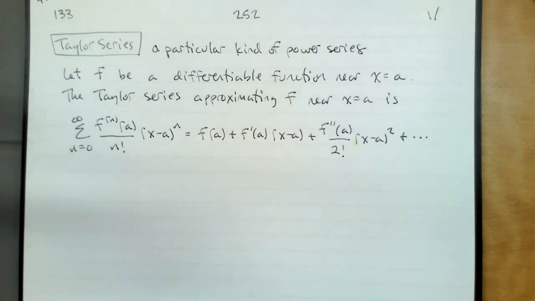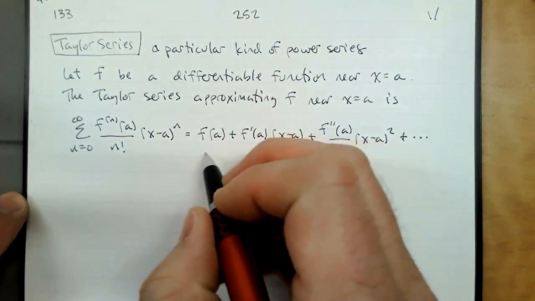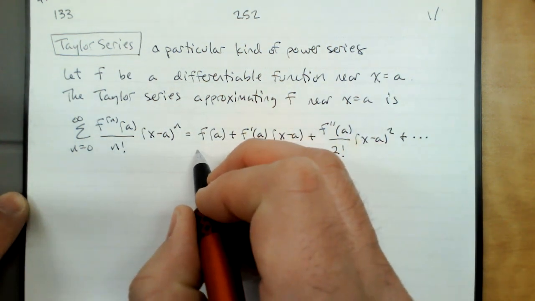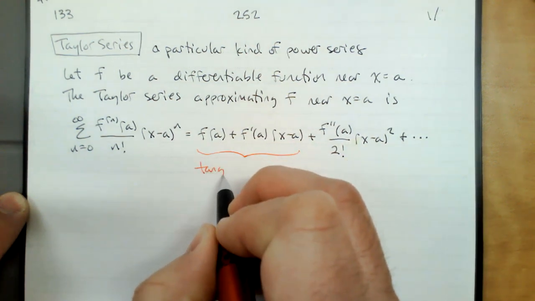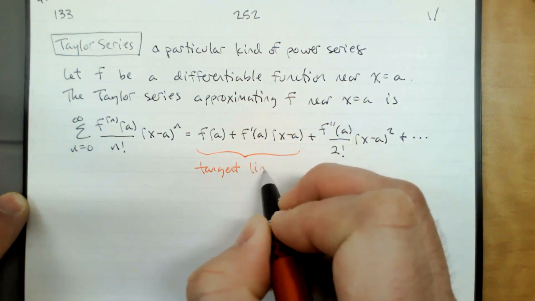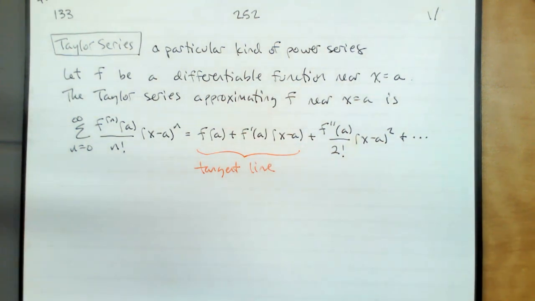We already started this calculation way back in Calc 1 because the degree 0 and degree 1 terms of the Taylor series will be the equation for the tangent line. So the first two terms form the tangent line to the function at a point. So Taylor series is really just tangent line, but keep going. Instead of just stopping in a line, make a tangent quadratic, then a tangent cubic, then a tangent quartic, and so on.